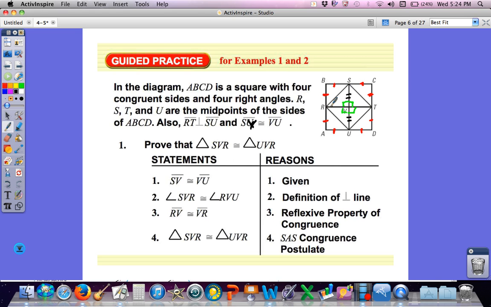So also I can know that RV is congruent to RV. So they wanted me to prove here, I'm going to highlight this, that triangle SVR is congruent to UVR. So I have congruent sides, I have congruent angles. Obviously RV is congruent to RV. So the side angle side postulate tells me that they are congruent to each other. Okay?